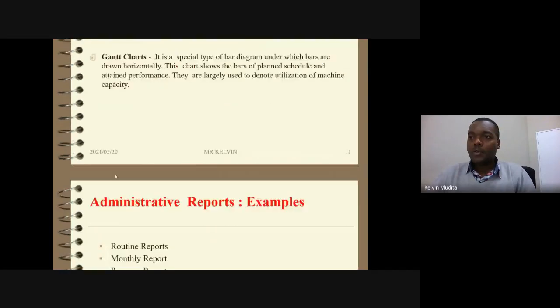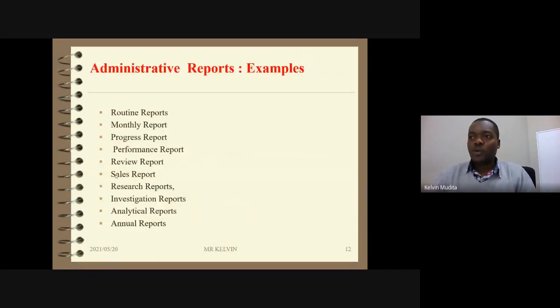Before I touch on, these are some of the administrative reports, monthly reports, progress reports, research reports. By the end of this program, every one of you should be able to prepare these reports. And these reports, we are going to cover them in the modules that are coming.